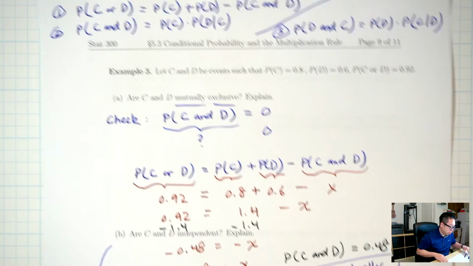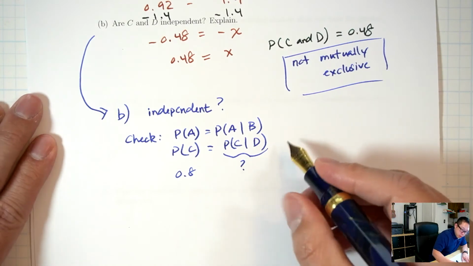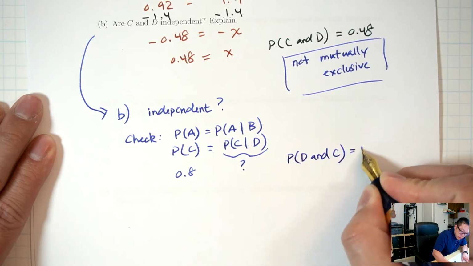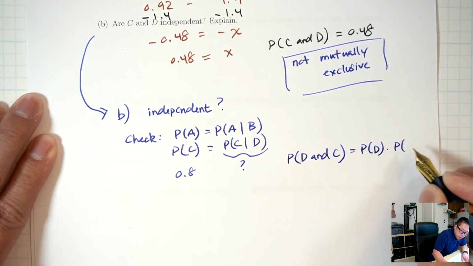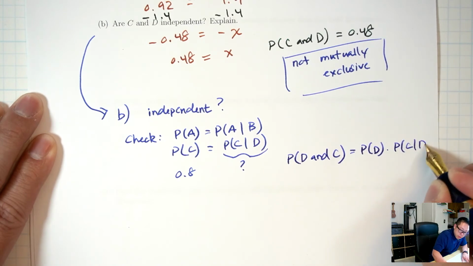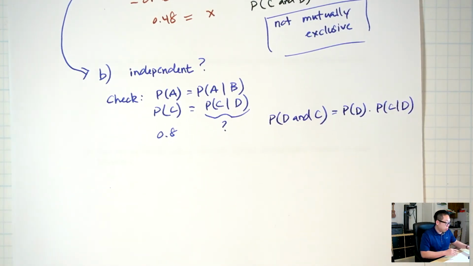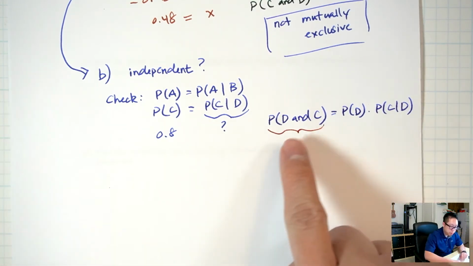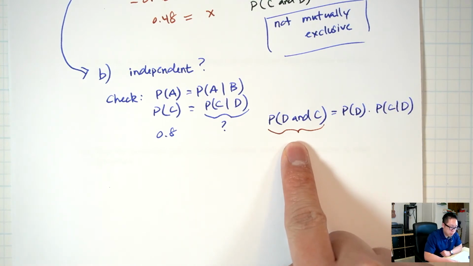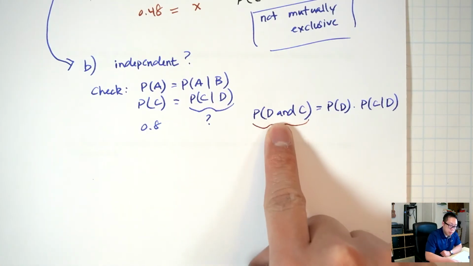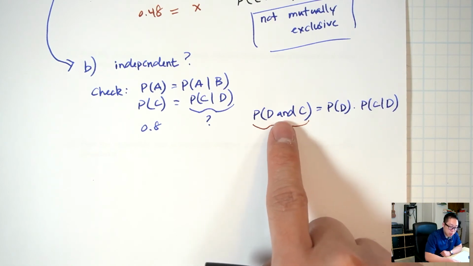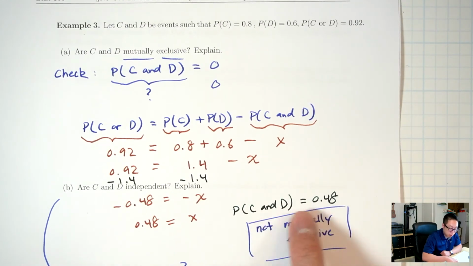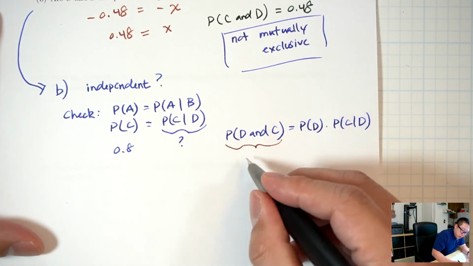So let me rewrite equation 3. Equation 3 is probability of D and C is equal to probability of D times the probability of C given D. And then go through and fill in what you know. D and C. Do I know D and C? Yes, right. D and C, remember for and, the order doesn't matter. So D and C is the same thing as C and D. And C and D, we actually found right here. It's 0.48.